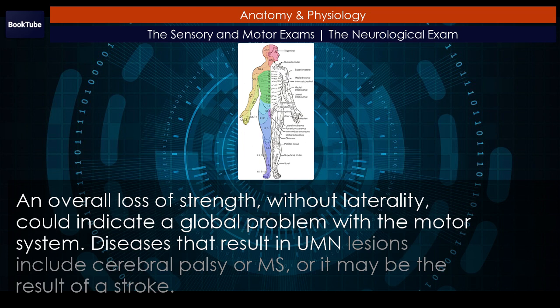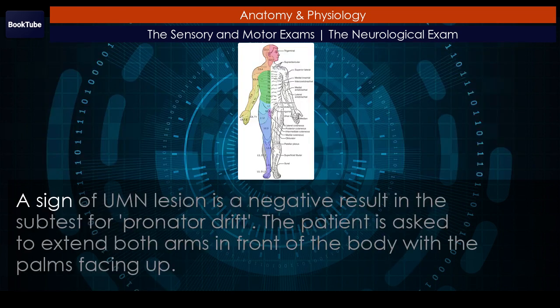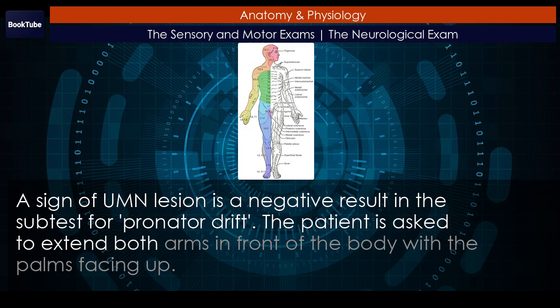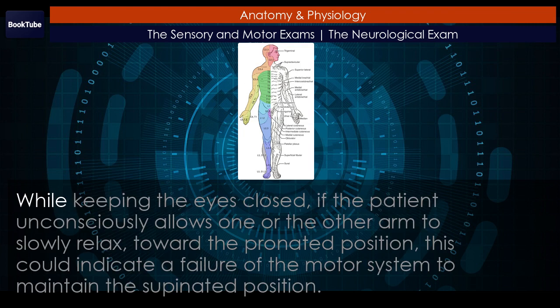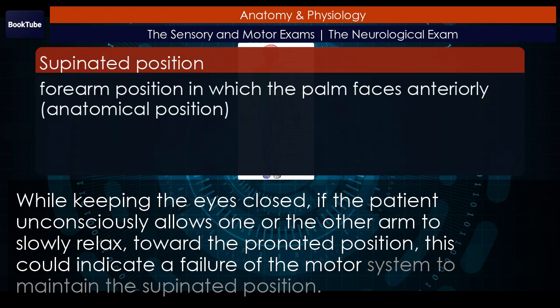Diseases that result in UMN lesions include cerebral palsy or MS. Or it may be the result of a stroke. A sign of UMN lesion is a negative result in the subtest for pronator drift. The patient is asked to extend both arms in front of the body with the palms facing up, while keeping the eyes closed. If the patient unconsciously allows one or the other arm to slowly relax toward the pronated position, this could indicate a failure of the motor system to maintain the supinated position.